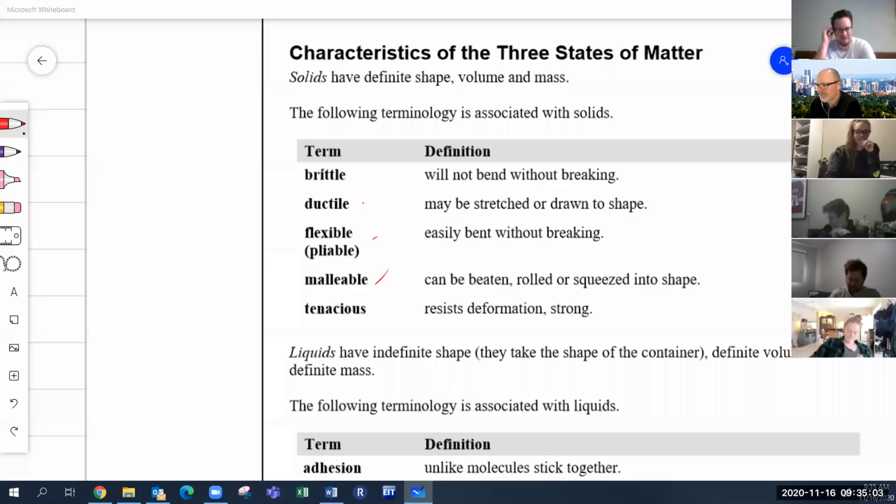And so those are some of the terms that we associate with solids, right? Jan, I see you're still laughing. I mean, you can't even get over yourself there.